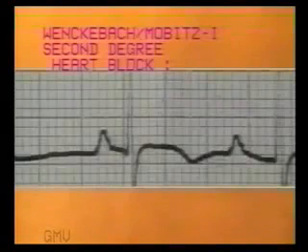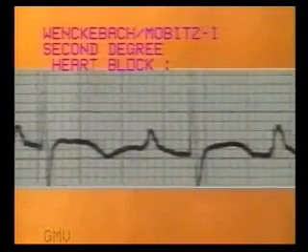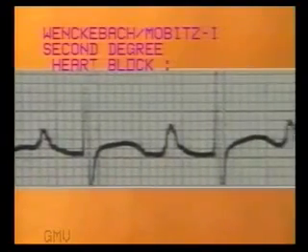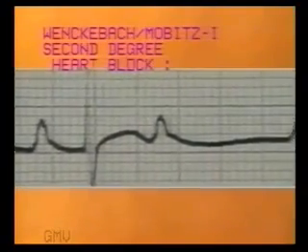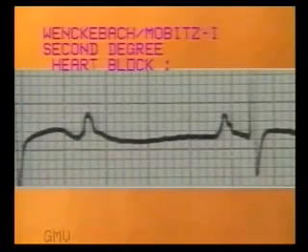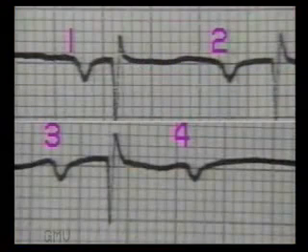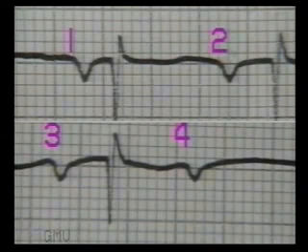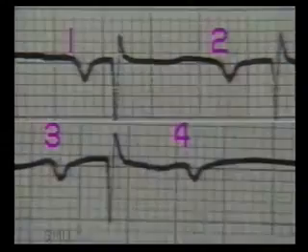Watch the close-up view now. The first PR is 4 millimeters, second is 6 millimeters, third is 7 millimeters, fourth beat is dropped. Again, the PR interval has returned to 4 millimeters. This is typical Wenckebach phenomenon. Note again, beats 1, 2, 3 and 4: 4 millimeters, 6 millimeters, 7 millimeters and a dropped beat.